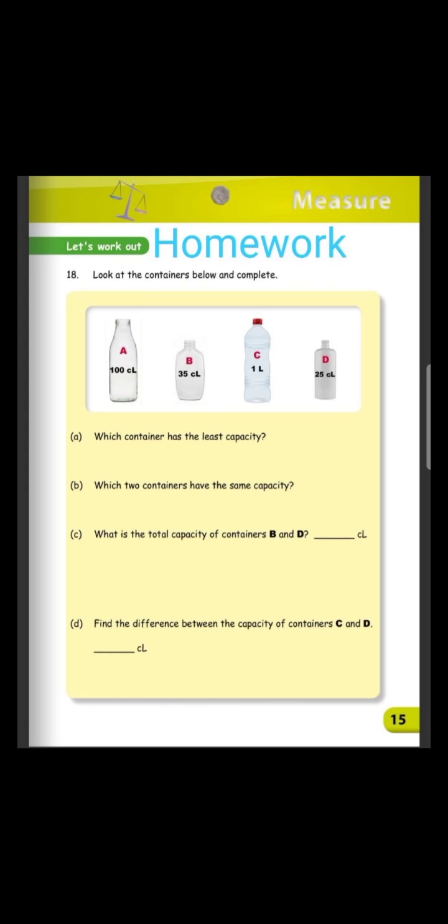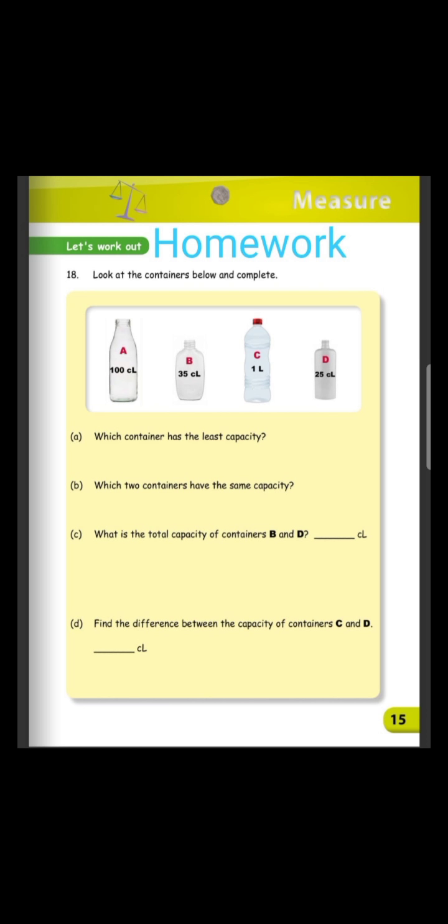Now page 15 of the book. This is going to be your homework, exercise 18. Look at the containers below and complete. So we have container A, which is 100 centiliters, container B, 35 centiliters, container C, 1 liter, and container D, 25 centiliters. What can you see? All the containers are in centiliters except container C. So you will have to convert container C from 1 liter to centiliters.